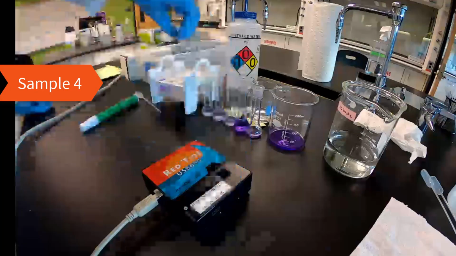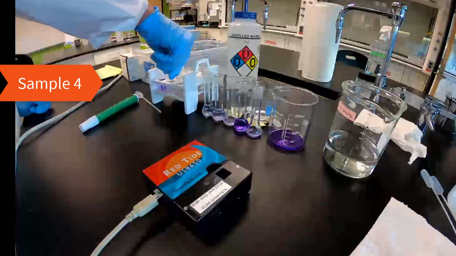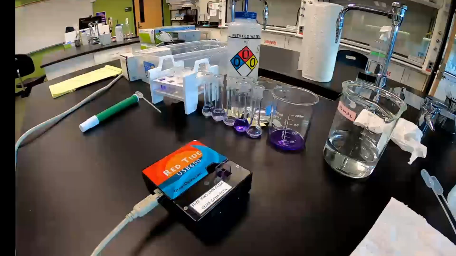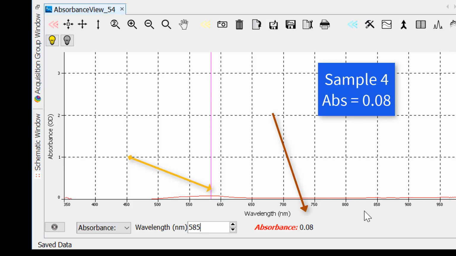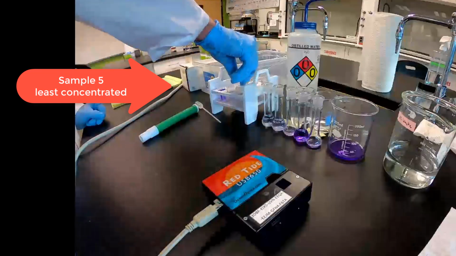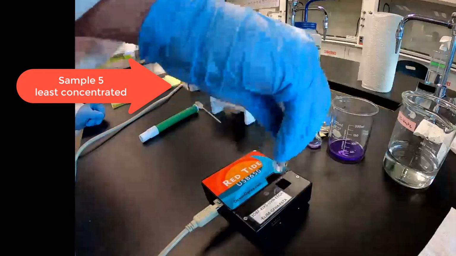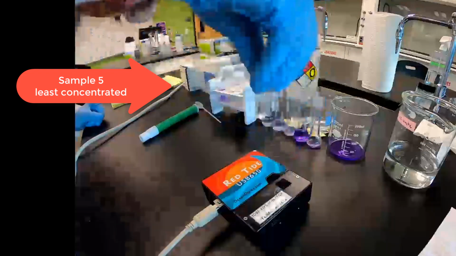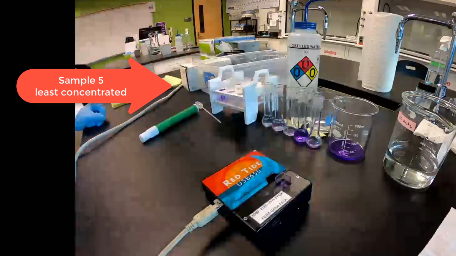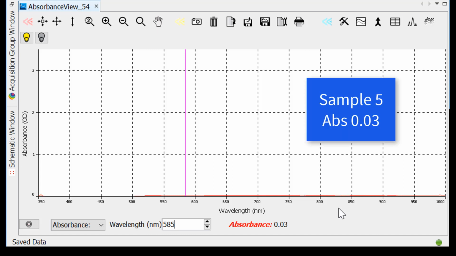Go to sample 4. This one's the third one diluted, right? Okay. Go back to sample 4. Read it. It's 0.08. So now we got to our very last solution. It's sample 5. It's the least concentrated. Should be about a fifth of the other one. Put it in there. Reads at 0.03. All right.